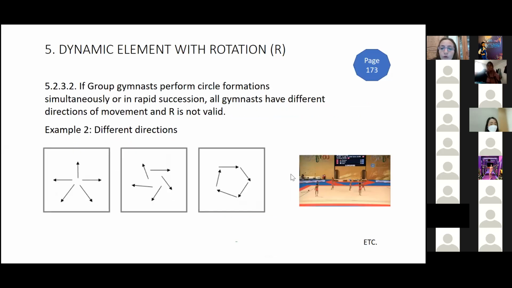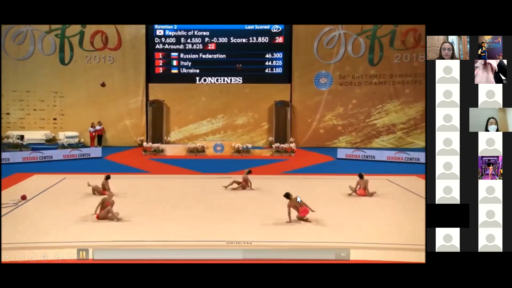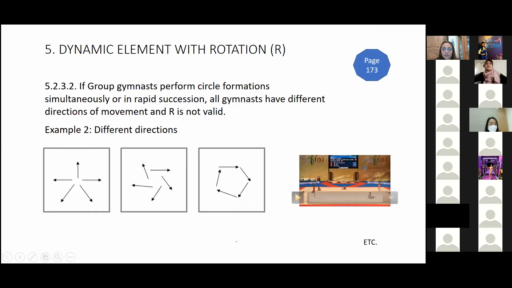If it's performed in circle formation simultaneously or in rapid succession, R is not valid if they are going in different directions. It will not be valid. So in this way, how they performed, R will not be valid, different directions.